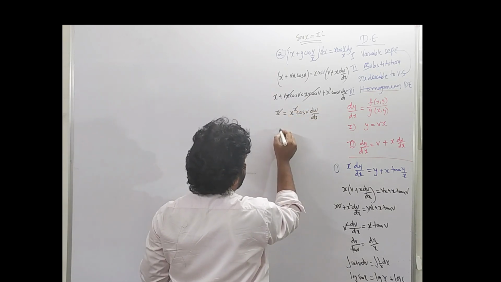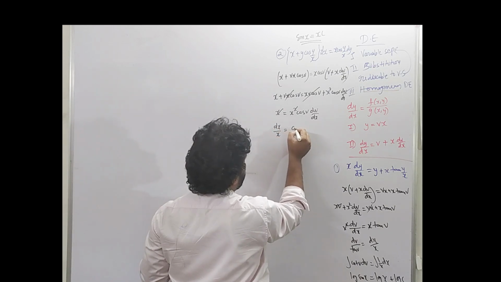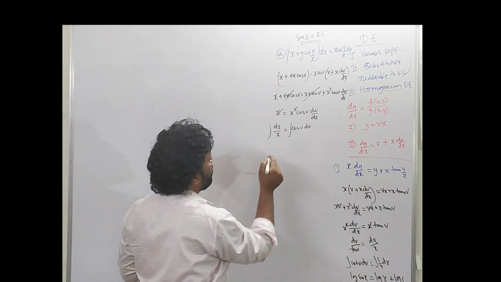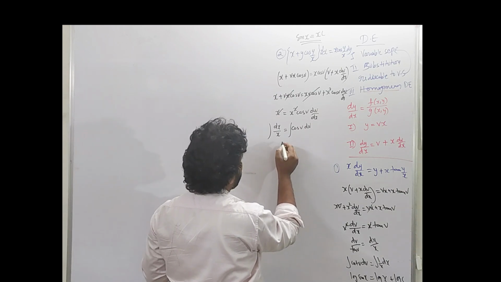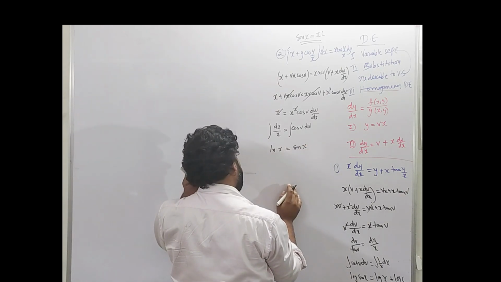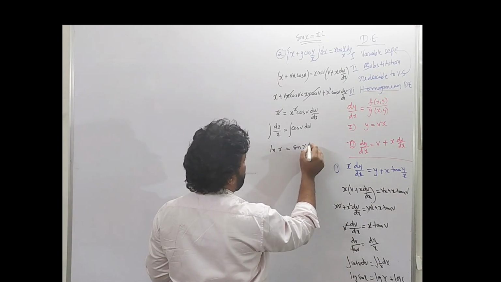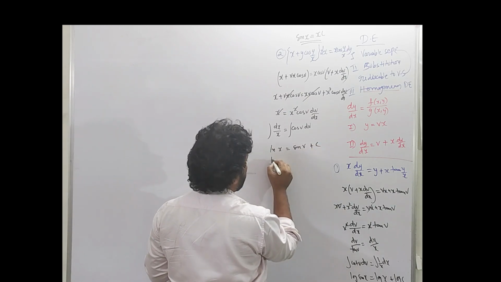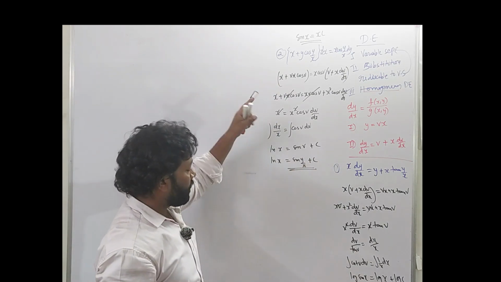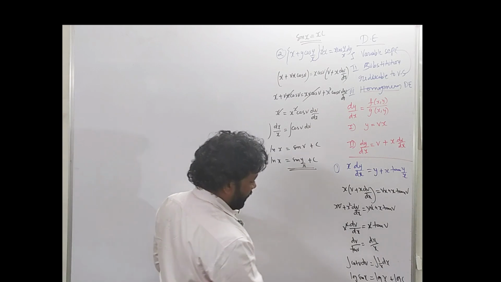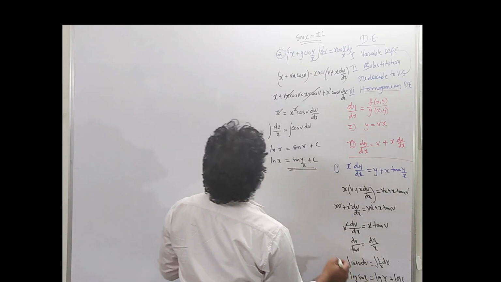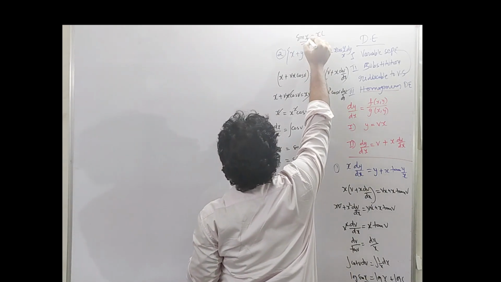So x gets cancelled and dx by x is equal to cos v dv. Integrating on both the sides, ln x equals sin v plus c. So ln x equals sin(y/x) plus c. This is the solution of the given differential equation. So here it was cot v. Instead of v, it must be written as y upon x. So log of sin(y/x), this should be.